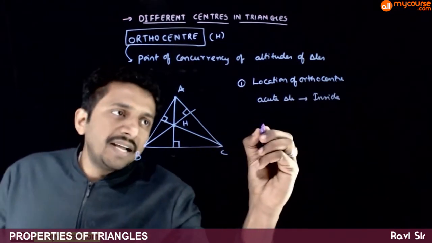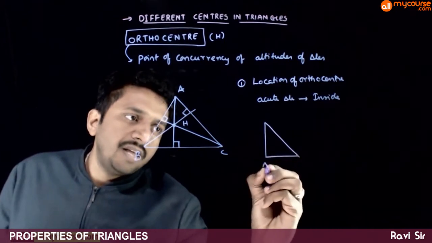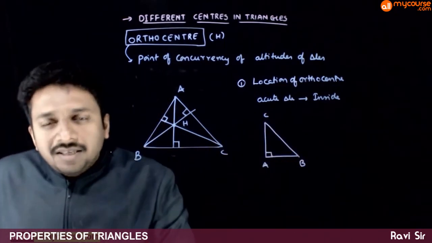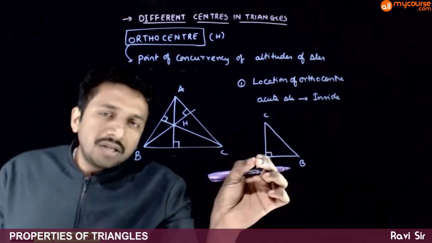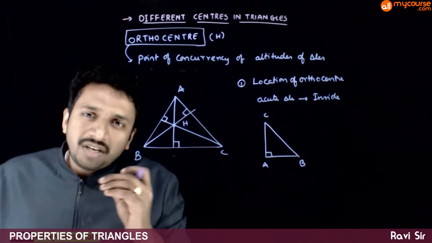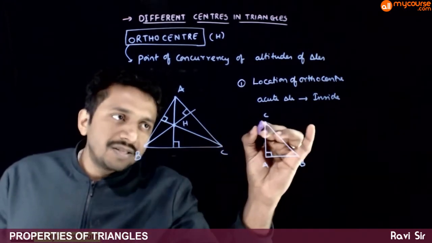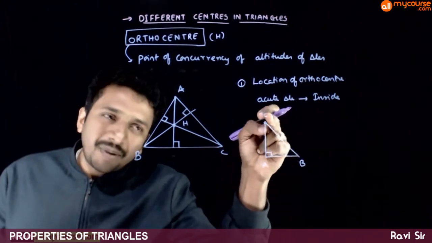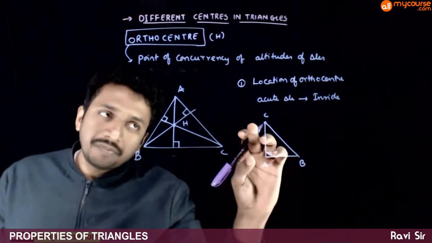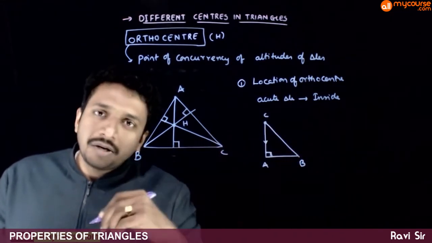Now if you take a right angle triangle ABC, let us take that angle A is 90 degrees. What is the orthocenter of this right angle triangle? To find the orthocenter, we need to draw the altitudes. From C, the altitude means a line perpendicular to AB, so AC itself will be the altitude. CA is perpendicular to AB. So this is one altitude.